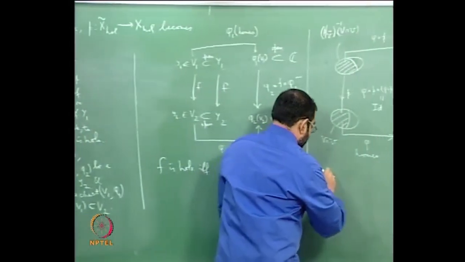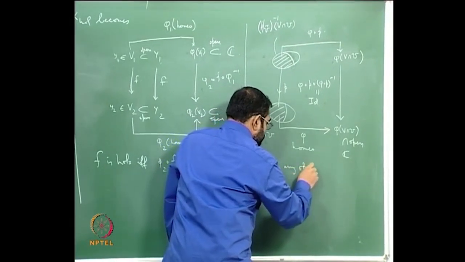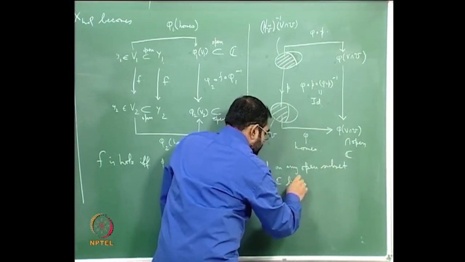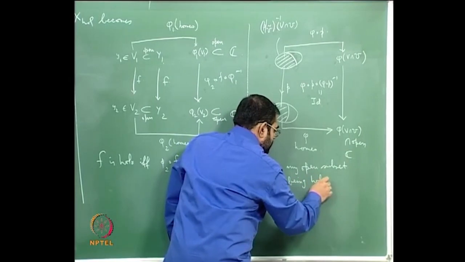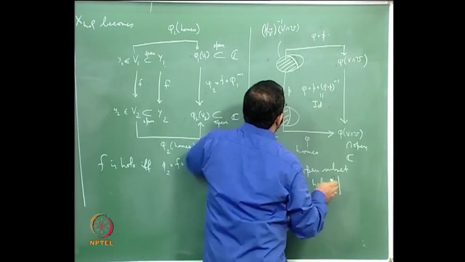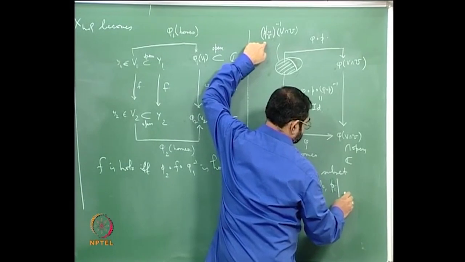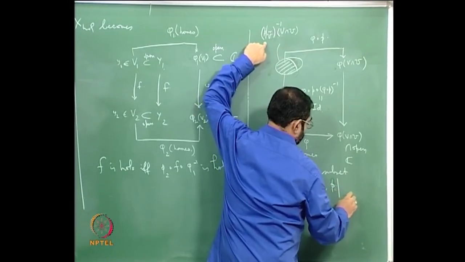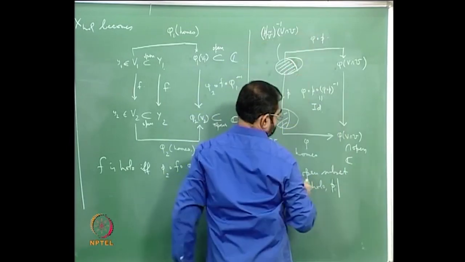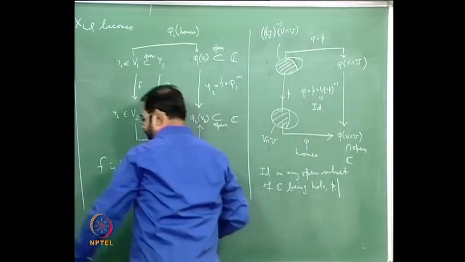So identity map on any open subset of C being holomorphic, p restricted to this set. Let me call this as... or let me write it in words.